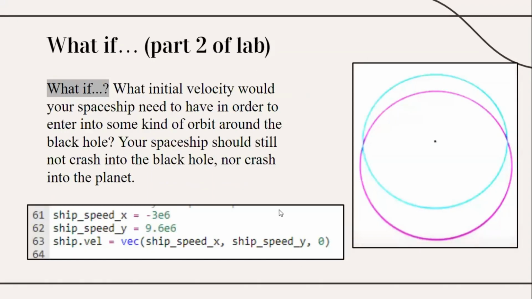For part 2, what if? The ship's trajectory formed an orbit similar to the planet's when the initial velocity of the ship was changed to <-3 times 10^6, 9.6 times 10^6, 0> meters per second. And here you can see that the ship's trajectory is slightly lower in initial velocity than the planet's initial velocity.